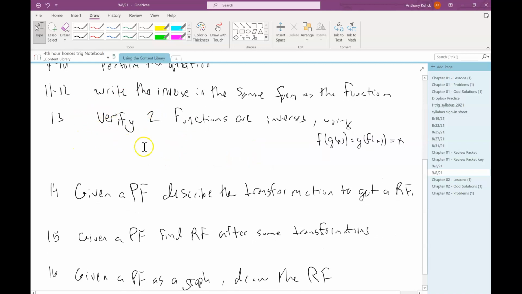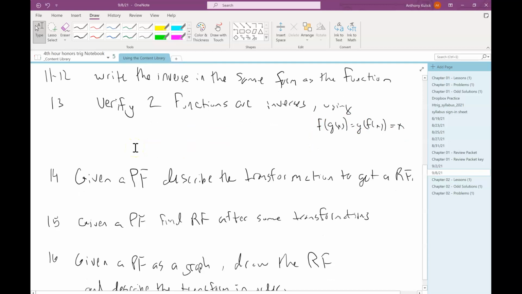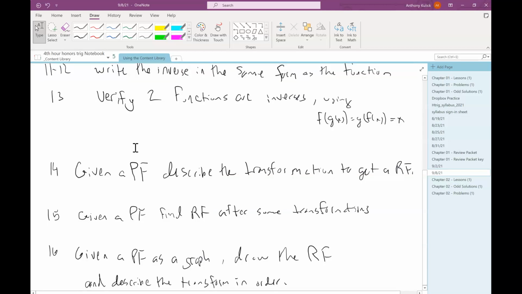There'll be 1 question where I ask you to verify that 2 functions are inverses. And the way to do that is using that f of g should equal g of f, which should give you x, as we talked about in class. There'll be 1 question where I give you a parent function, and I ask you to describe the transformation that's done in order to get a specific resultant function.